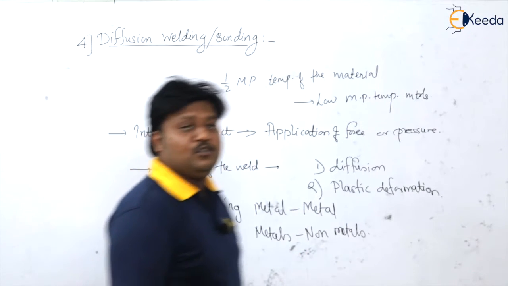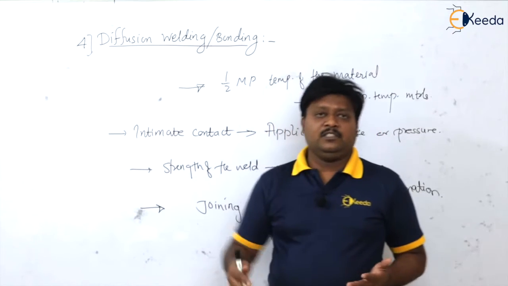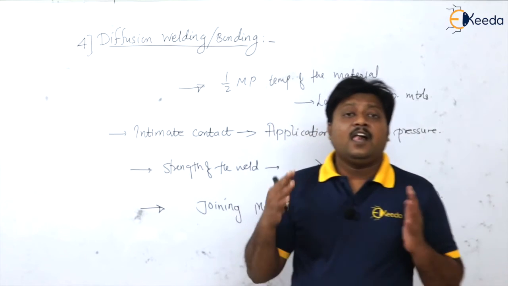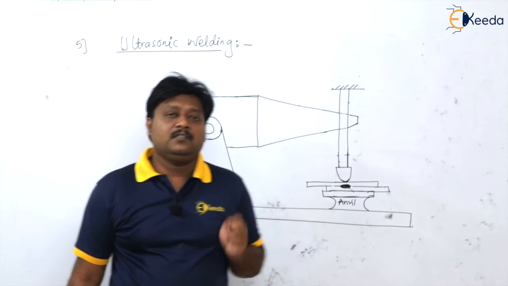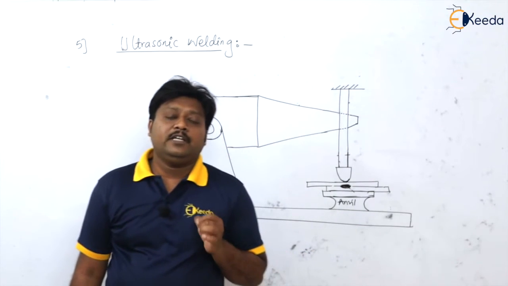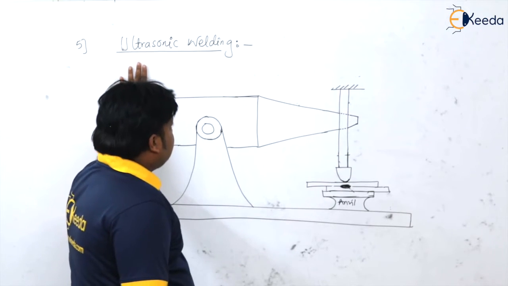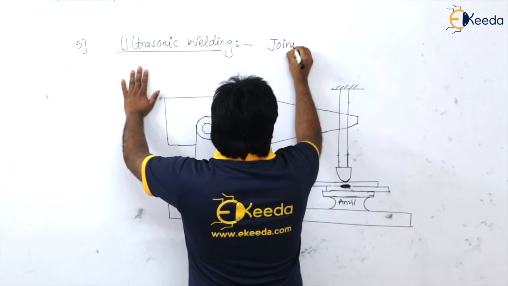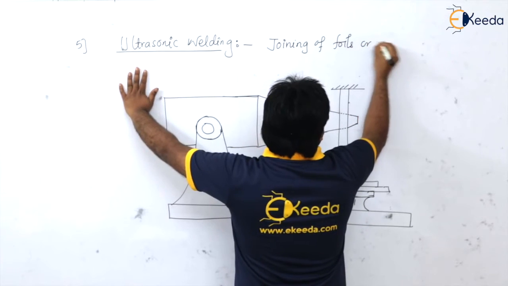So this is about the diffusion bonding. Okay, nowhere in these processes till now have we used any kind of filler rod or any kind of fluxes, isn't it? So these are the autogenous processes, please remember. Now this is the last solid state joining process we are going to see, that is the ultrasonic welding process. This ultrasonic welding process is basically used for the joining of the foils or strips.